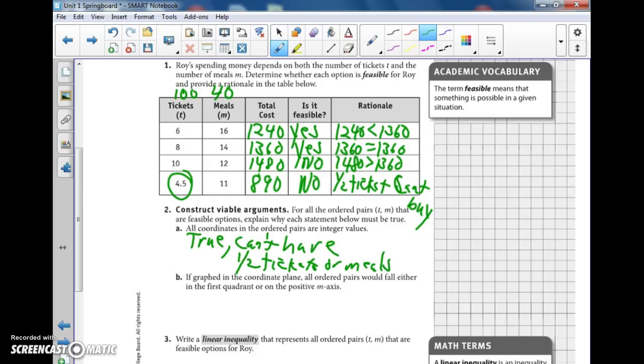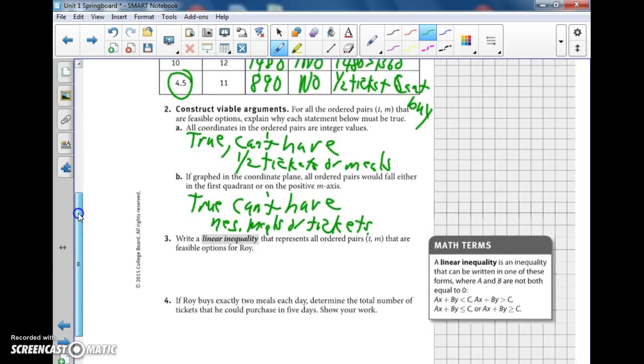Okay, let's go to B. If graphed in the coordinate plane, all the ordered pairs would fall either in the first quadrant or on the positive M axis. Now why is that true? So they can't be negative numbers. Exactly. So they're all positive. That's true because you can't have negative meals or tickets. That's why it has to be the case. Very good. You guys are doing great. So that's what you write there.